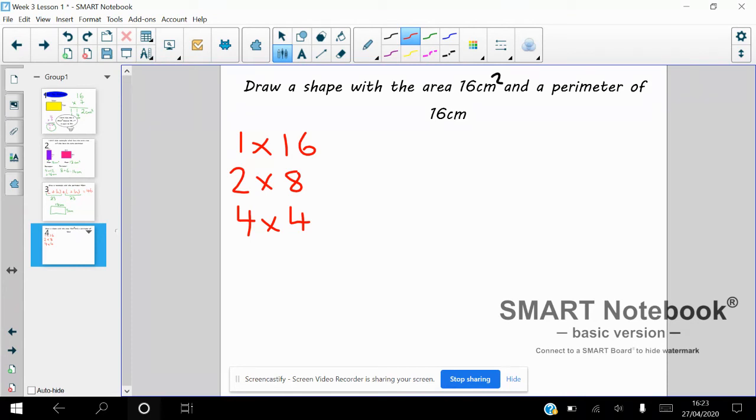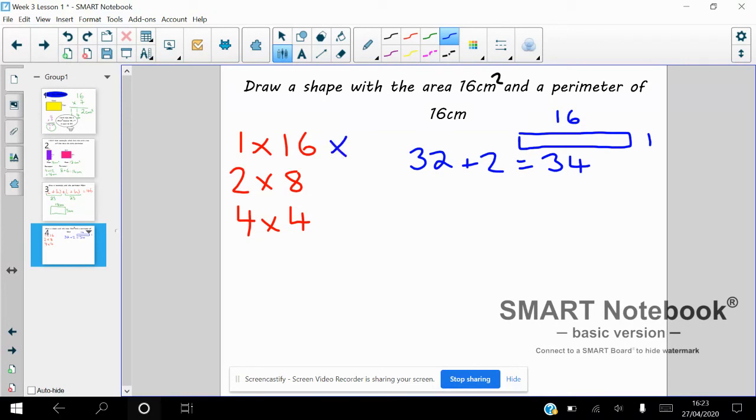So I'm going to go through them and see if my rectangle had that as its length and its width, would it give me the perimeter of 16 centimetres as well? So let's start with my first one. It would be quite a long rectangle, wouldn't it? So it would have a length of 16 and a width of 1. If I double my length, that gets me 32. Double my width gives me 2. And altogether, that gets me to 34. So it is an area of 16 centimetres squared, but not a perimeter of 16 centimetres.